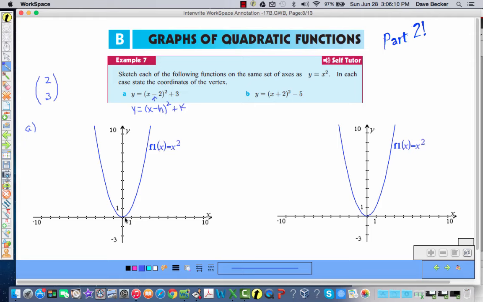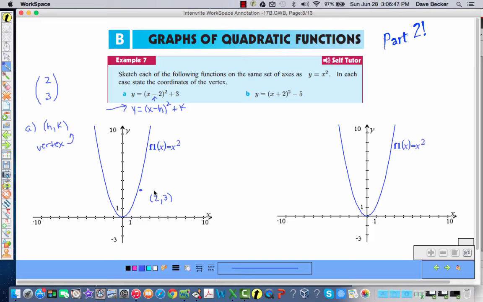We're going to move it to the right 2 units, 1, 2, and then up 3 units, 1, 2, 3. There we go. And what are the coordinates of that? 2, 3, right? We went right 2 and up 3. That's the coordinates of our new vertex. So we have learned something, boys and girls, that h, k, when we're in this form, is our vertex. In fact, this is called vertex form.